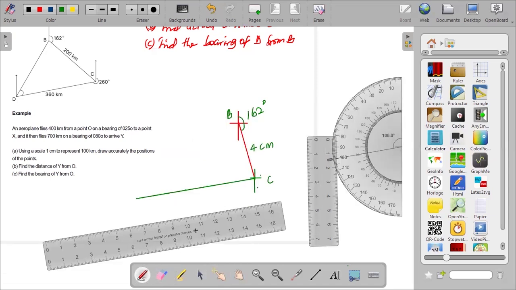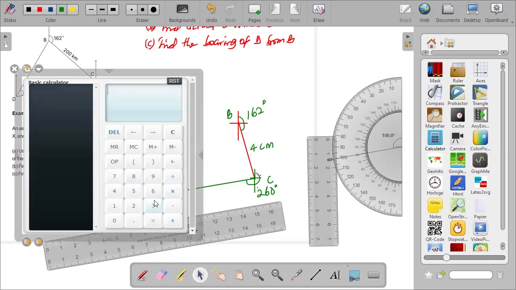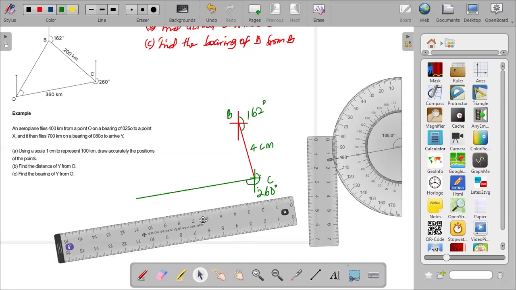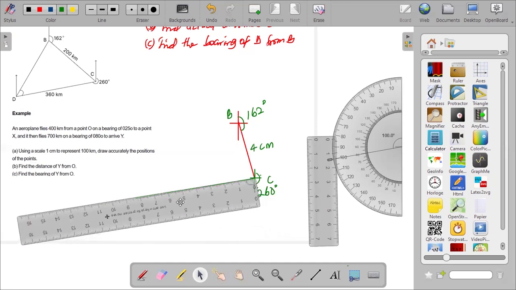Now, with this angle like this, that is 260 degrees. Now that we know that, what is the distance here? It is 360. Based on the scale given to us, 1 centimeter is 50 kilometers. So to get the equivalent in centimeters for the length of this line, we divide 360 kilometers by 50 kilometers. 360 divided by 50 is 7.2 centimeters. So from point C, we are going to measure the length of this line, where 7.2 ends. That will give us point D.